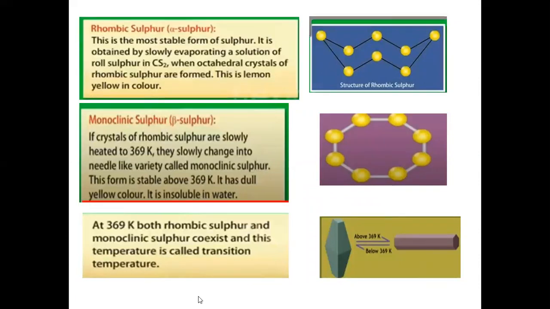At 369 Kelvin, both rhombic sulfur and monoclinic sulfur coexist. At this temperature, we call it the transition temperature.